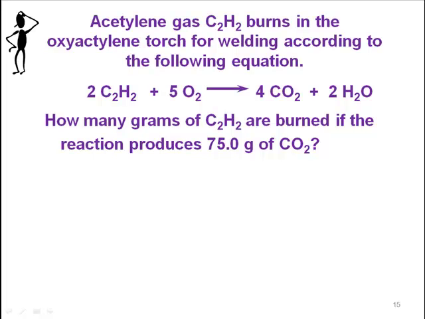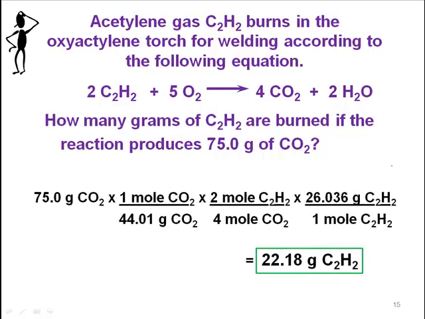So in this problem here, we're looking at how many grams of C2H2 are burned. So our setup with our final answer written on the page: grams to moles, to moles of the second substance, moles to grams. This one was one where you went from products to reactants. It doesn't matter which way you're going. The mole tunnel works both ways.